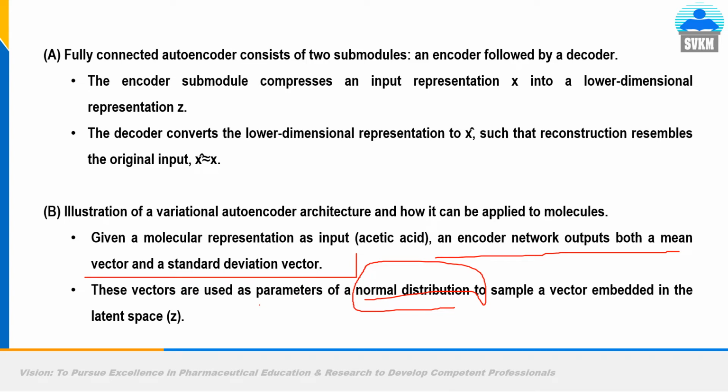For a normal distribution, we need two vectors, the mean vector and the standard deviation vector. These vectors basically contain numbers, that is, mathematical values, and those values represent the meaning of acetic acid. Meaning here means the features or the properties of the acetic acid structure.